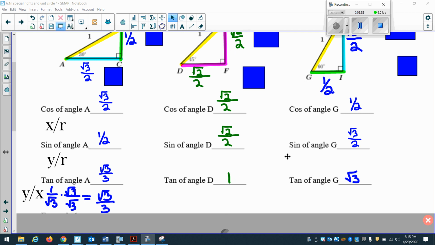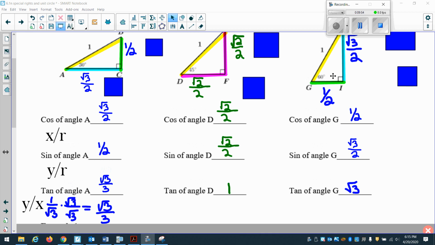Then if you look at the third triangle, very similar to the first one. However, our values are switched. So the cosine of angle G is now 1/2 because it is the adjacent side. Sine of angle G is √3/2, and now the tangent is √3 because it's y over x.